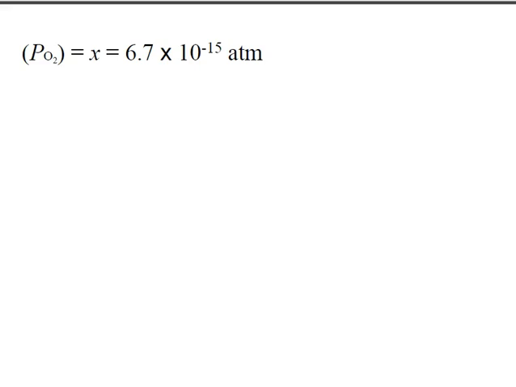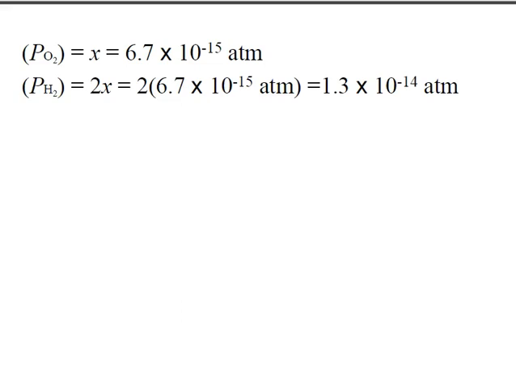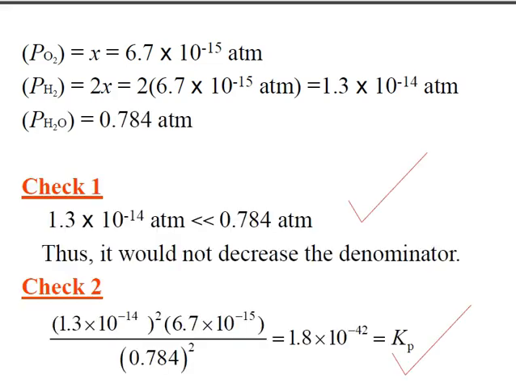So from x, we can say, oh, the pressure of O2 is x, so it is 6.75 times 10 to the negative 15th atmospheres, since we're talking about pressure. However, for H2, that was 2x. So 2 times that number, atmospheres. All right, and then what about the other one, the H2O?